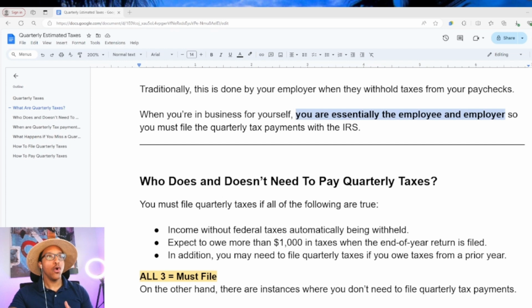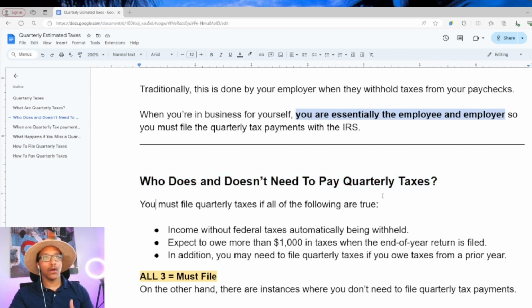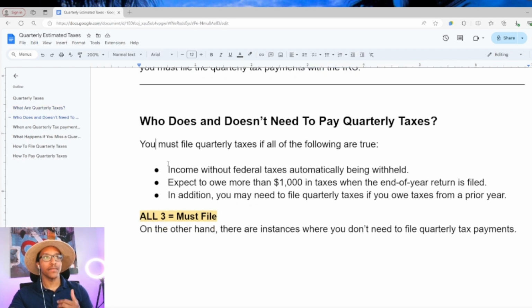So who does and doesn't need to pay quarterly taxes? Well, you must file quarterly taxes if all of the following is true. Income without federal taxes automatically being withheld. This is what normally happens with a W-2 job. Next, you expect to owe more than $1,000 in taxes when your end of year return is filed. Also, you may need to file if you owe quarterly taxes from the previous year. All three, you must file.